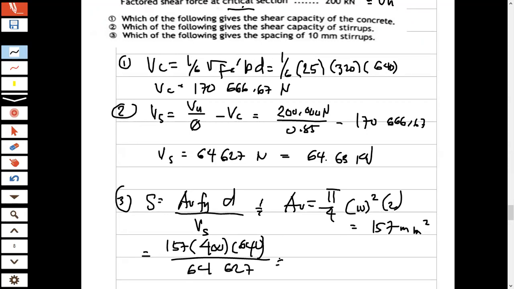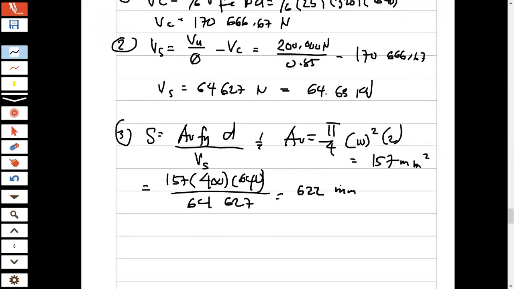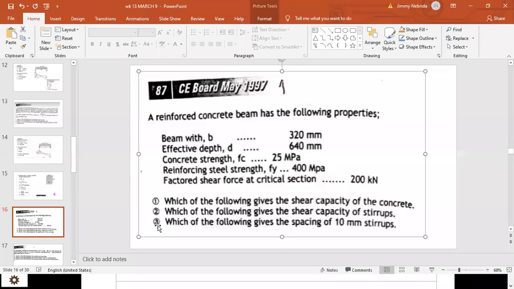So you have 622. Masyadong malaki. So maximum spacing. Ano to? D over 2 or D over 4? Dapat i-compare yung one. Check ko dito sa kuha natin.